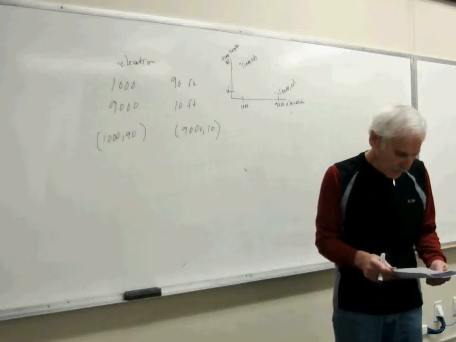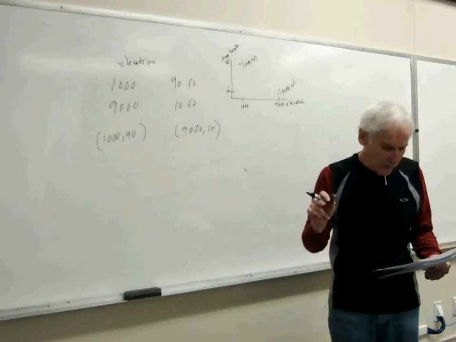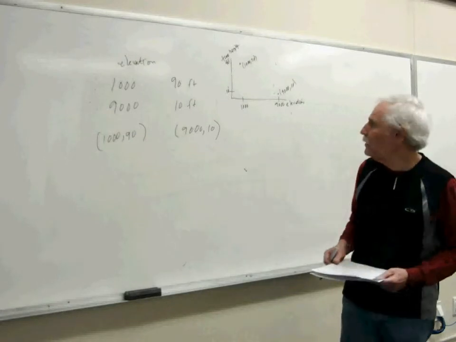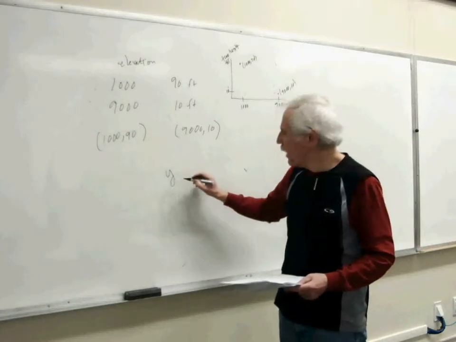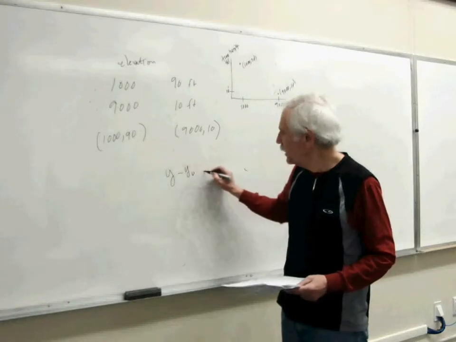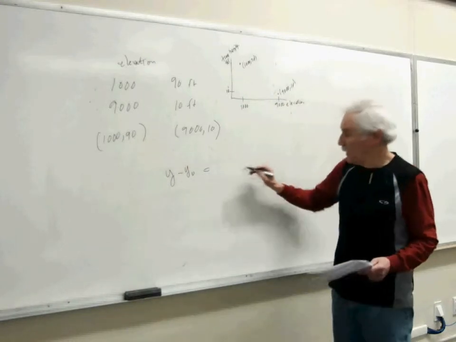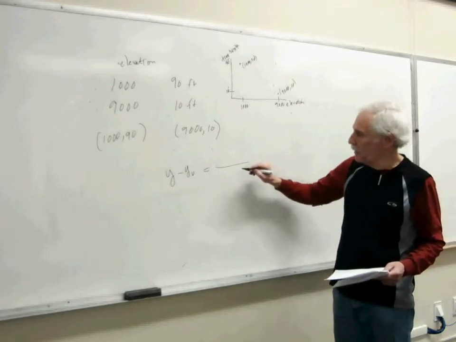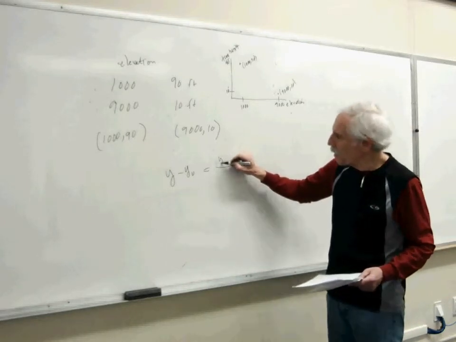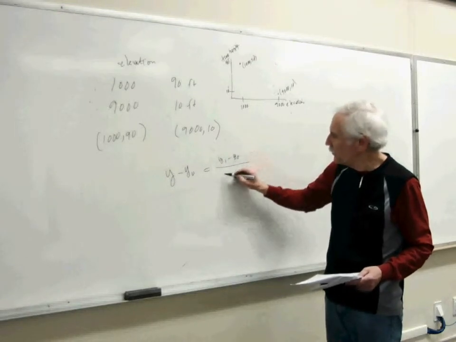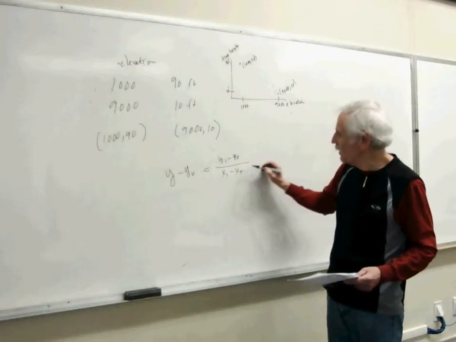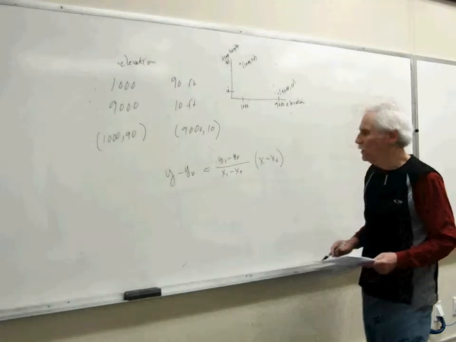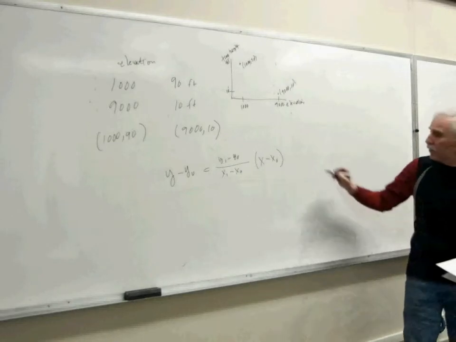Now, write an equation for the tree height versus the elevation in point form. The way that works is y minus y0 equals a slope, which is rise over run. The rise is y1 minus y0, and the run is x1 minus x0, and this is multiplied by x minus x0. That's point form.